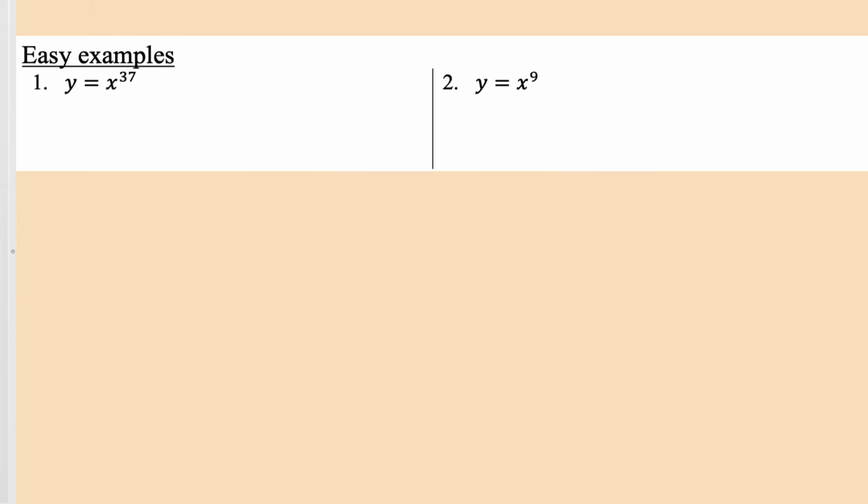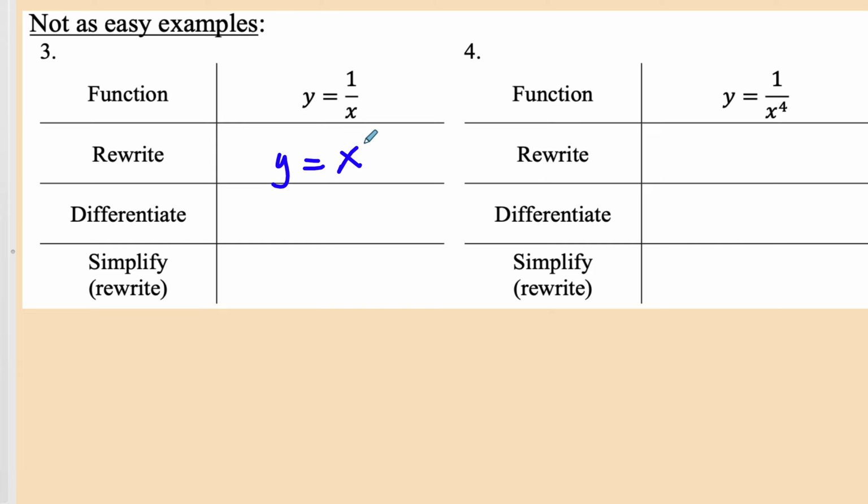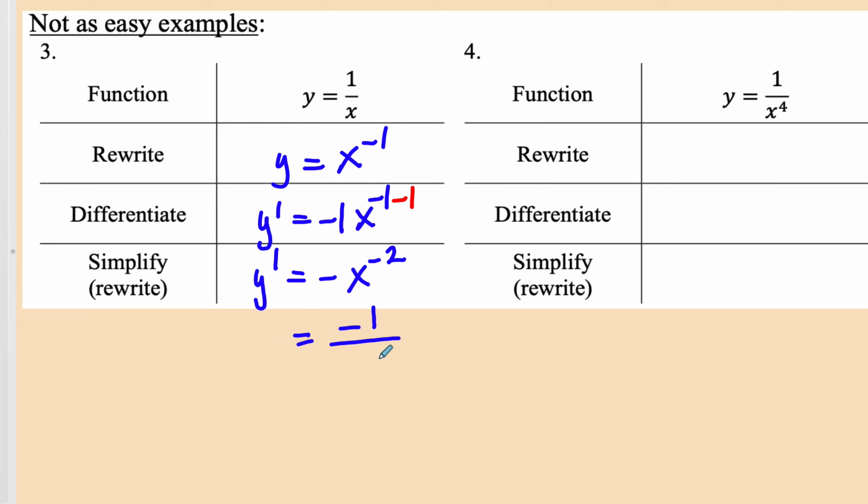Not so easy examples. Here you want to rewrite so that it looks like a power, so x to the -1 power. And so when we differentiate, y prime is equal to -1 as the coefficient, x to the -1, and you want to go down a power, so you subtract. So let's simplify, and this will be y prime is equal to -x to the -2 power. And if you don't want to write with negative exponents, it'll look something like this.